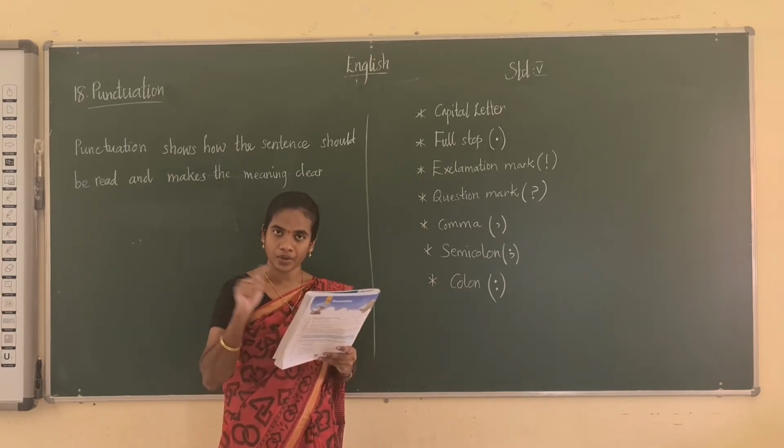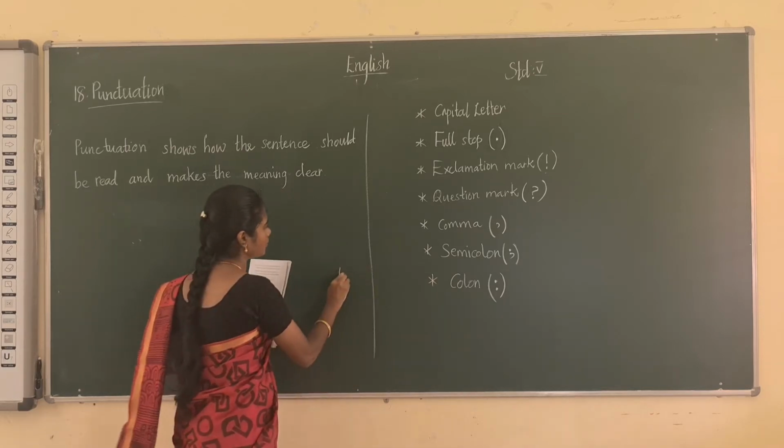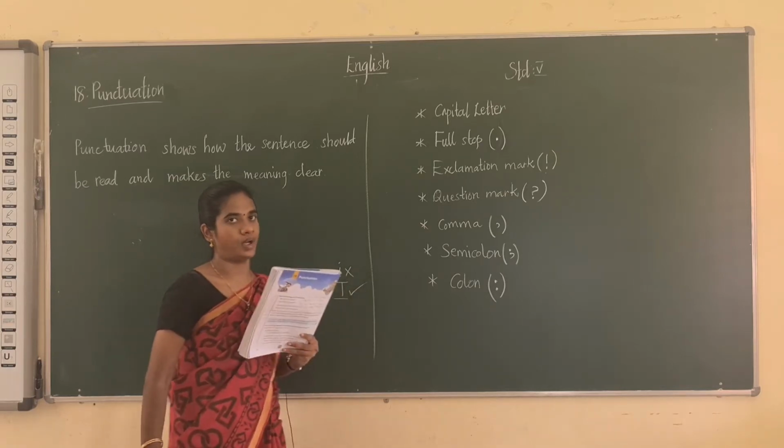Next one, to write the pronoun I. For writing the pronoun I, you have to use the capital letter only. We should not write a small i. You should not write this; it's wrong. You have to use a capital I only. So this is the correct one.